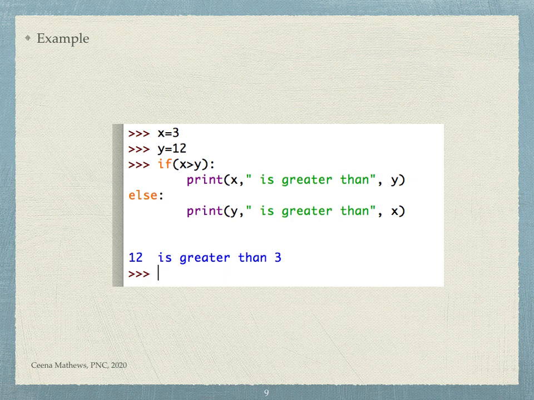So if x is greater than y, that is, if it is true, then the print statement following if is executed, that is, print x is greater than y is done. Otherwise, if it is false, then the statement following else is executed, that is, print y is greater than x. Since x and y here are not within double quotes, the values representing the x and y variables will be printed in the result.